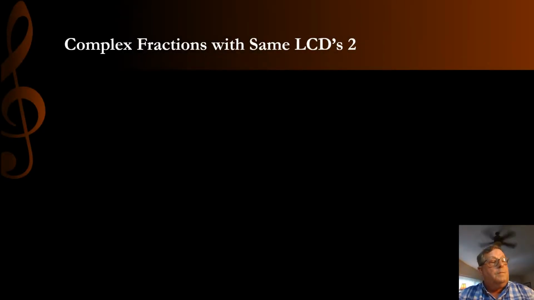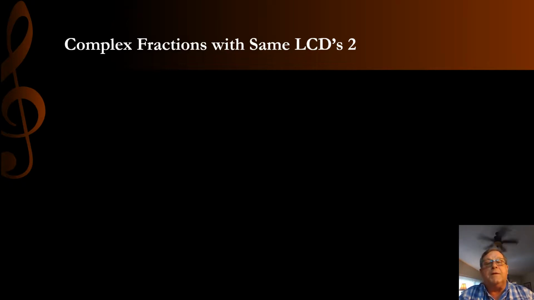Well, we're going to take another whirl at complex fractions with the same lowest common denominator, simplifying those. And this time we're going to use a different technique, or a different method, and that is that we're going to find the lowest common denominators for all of the terms that are in the complex fraction, and then multiply each term by that lowest common denominator, which will cancel out all of the denominators within the complex fraction.